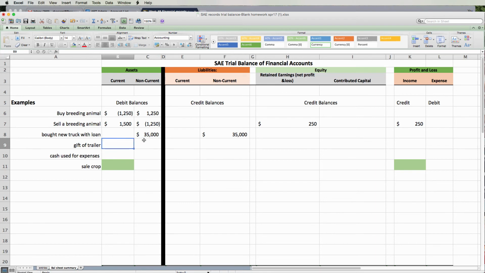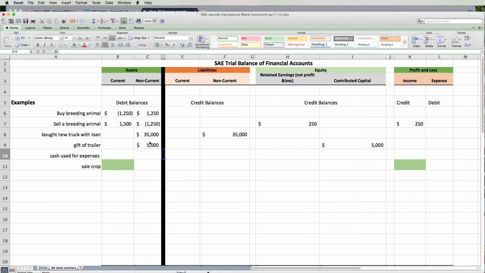All right, if you get a gift of a trailer, let's say you got a $5,000 trailer. Once again, debit the asset where you get the trailer. Debits are usually first. And the question is the credit. Did you borrow that money? Nope. Did you earn that money? No. And so you must have got that money as a gift.